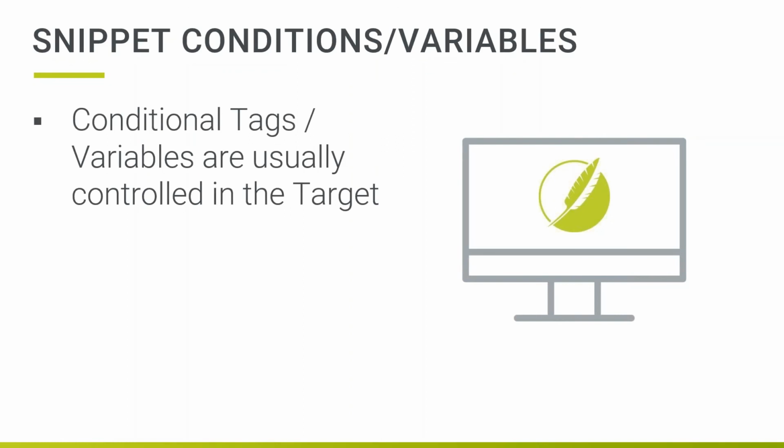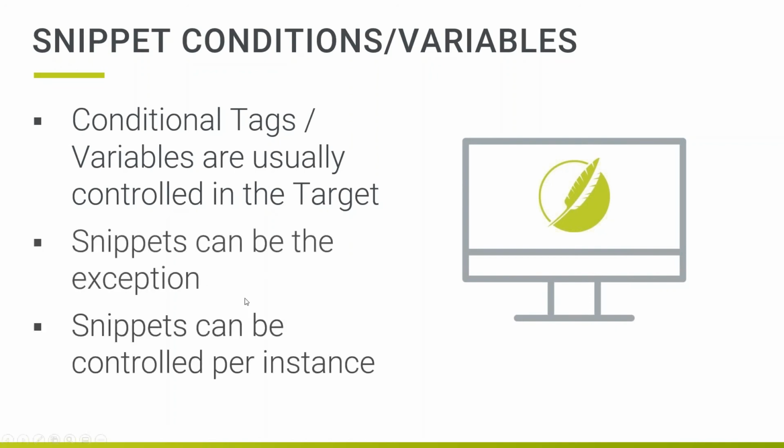Normally, your conditions and your variables are controlled at that target level. There is one exception to that. If the content inside of a snippet contains a condition or a variable, then you can actually have local control. And they can be controlled per instance of that snippet file. Now, what do I mean by that?